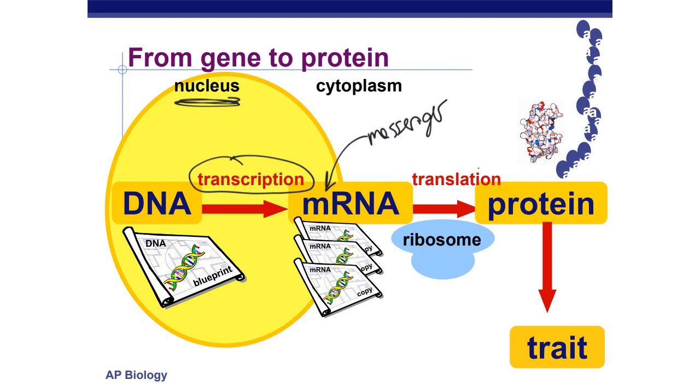So the messenger RNA heads out into the cytoplasm. Out in the cytoplasm is where translation will occur. Translation is the process of taking that messenger RNA to a protein. This is where ribosomes come into play. When we say that ribosomes make proteins, ribosomes help convert that messenger RNA into the protein. And then again, that protein will show up as the trait. So let's look at each of these in a little bit more detail.